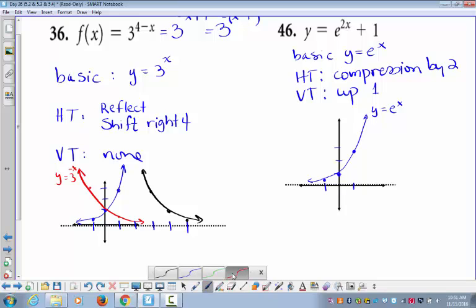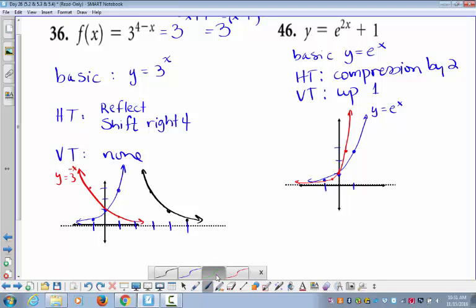So that point is going to move from 1 comma e to 1/2 comma e. And we can see that, yeah, that's effectively the same as a vertical stretch, because that's kind of stretching it vertically. And so the same thing over here. This is negative 1 comma 1 over e. We divide by 2, or multiply by 1/2, and that's going to create the x value of negative 1/2 comma 1 over e.